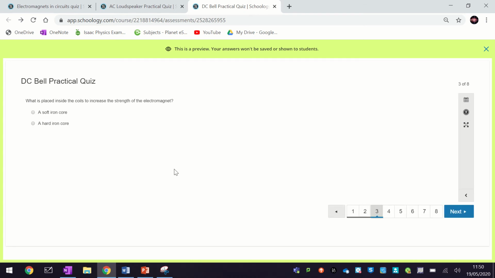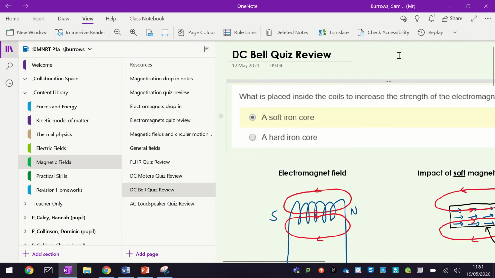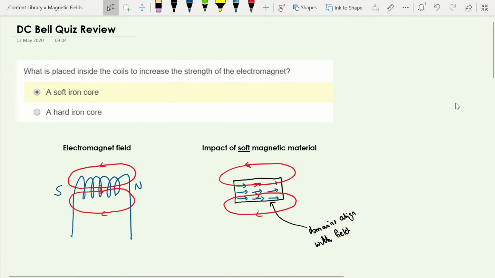Okay, so what is placed inside the coils to increase the strength of the electromagnet? We place a soft iron core in there, and we're going to explain why that is the case. So let's just quickly flip onto OneNote so I can do that. I just want to explain what's going on here that means that this works.